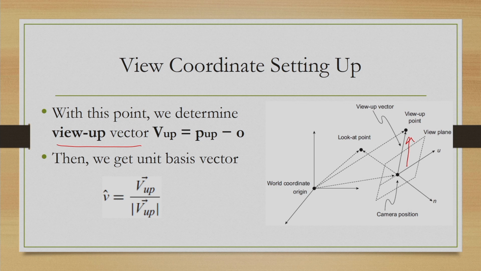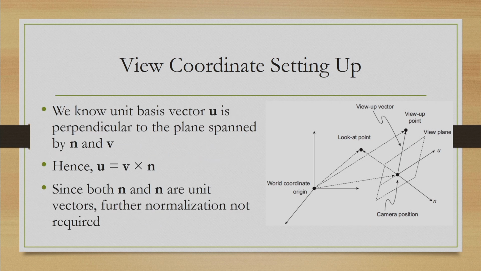this vector V up, as a difference of these two vectors, as you can see from the figure here. This is again simple vector algebra, and once we get this V up vector, then we can get the unit basis vector V cap in the same way by dividing the vector with its length, which is a scalar quantity. Now, we have got two basis vectors, n and v.